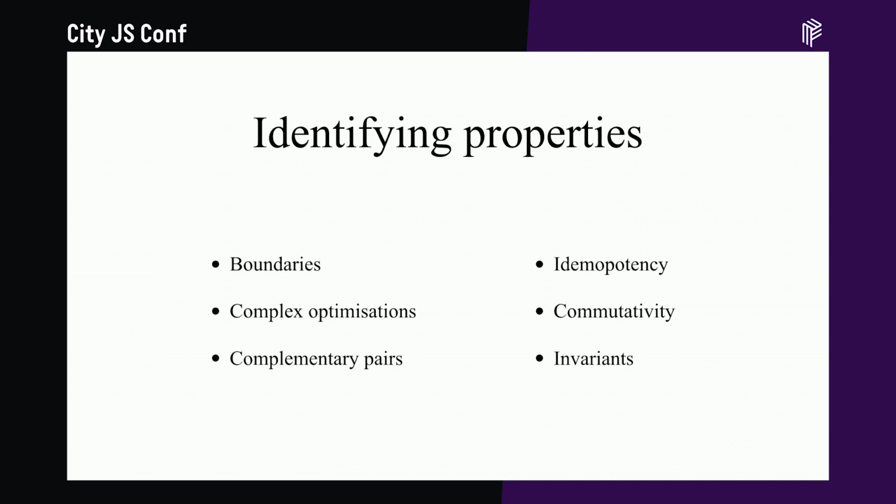So writing types is just part of the picture. Actually, the really hard thing is identifying properties, because you have to identify properties that will hold true no matter what input the function is given. And that can be a bit tricky.